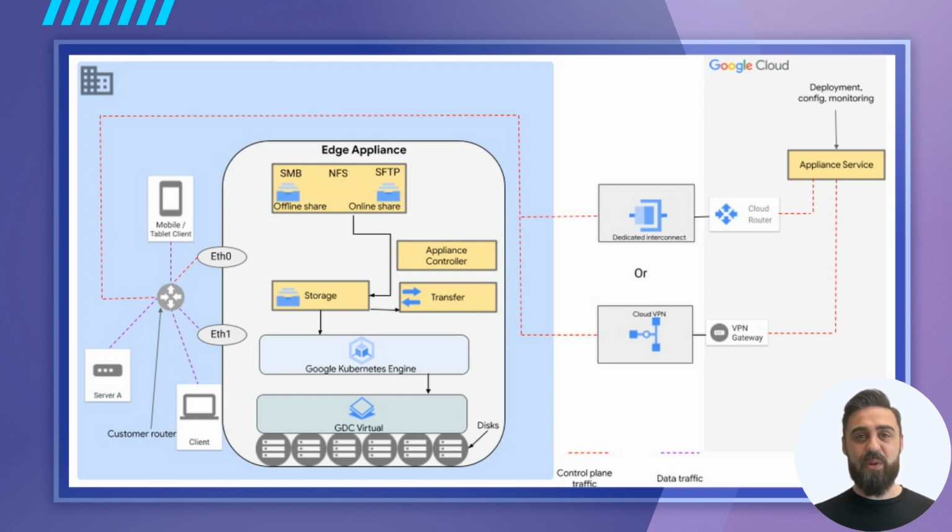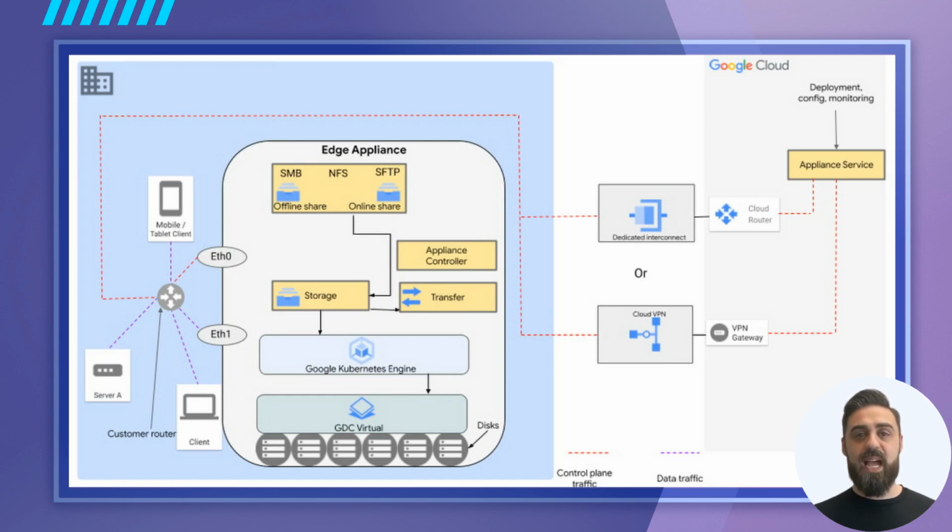Furthermore, every Google Distributed Cloud Edge appliance runs on Google Distributed Cloud Virtual, which enables you to create a single-node Kubernetes cluster with access to the underlying file system of the appliance. This feature permits you to develop containerized applications on the appliance's hardware to cater to use cases in various verticals.